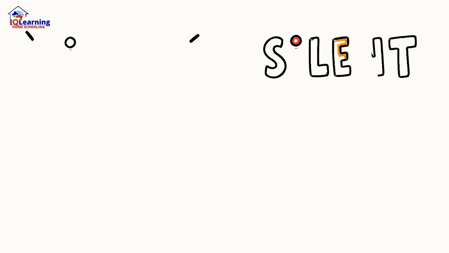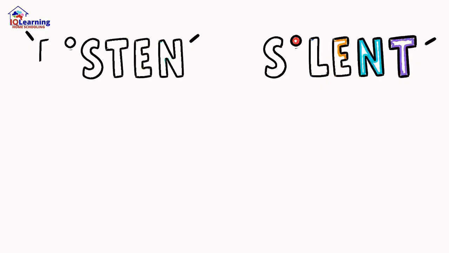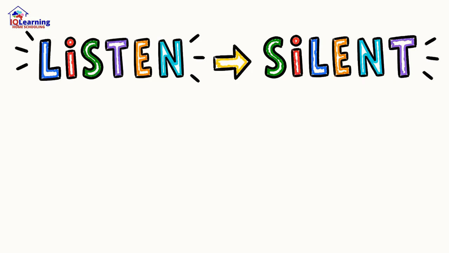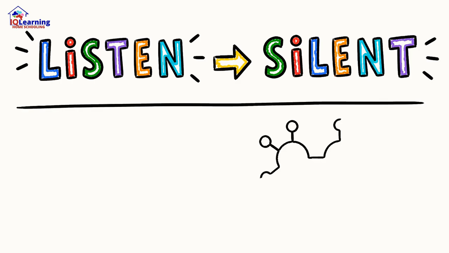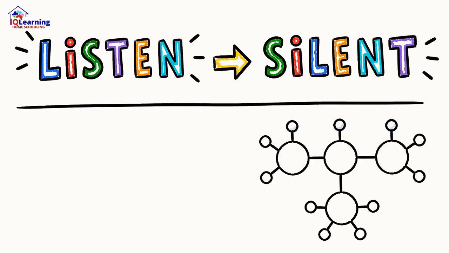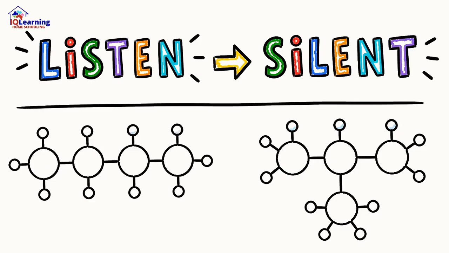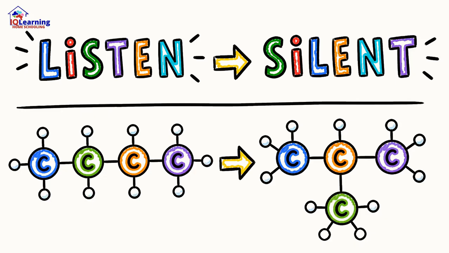There are two main types of isomers. The first are structural isomers. Here, the atoms are connected in a different order. Think of it like rearranging the letters in a word. Listen and silent use the same letters, but they're arranged differently and have completely different meanings. The same goes for molecules.